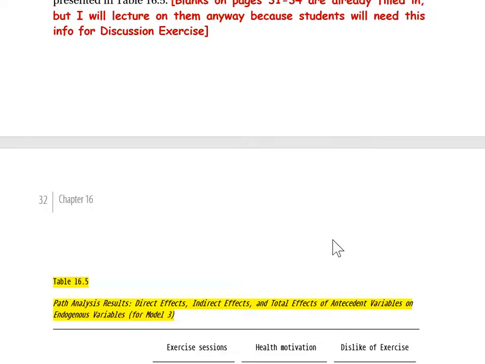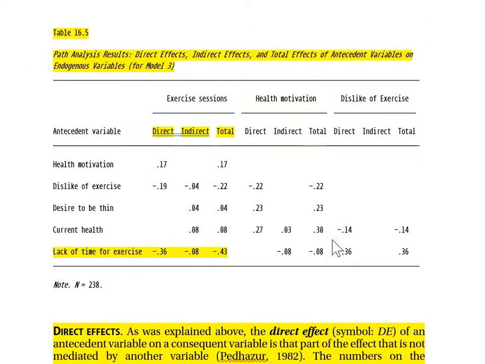Let's go to page 32. We have a table that's headed Path Analysis Results, Direct Effects, Indirect Effects, and Total Effects of antecedent variables on endogenous variables for Model 3. Now remember, Model 3 is our model. Model 3 is the final preferred model that was best supported by the various statistical analyses that we performed.